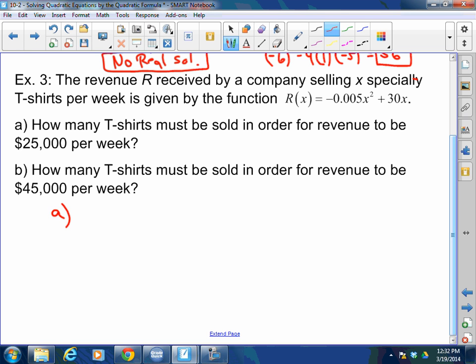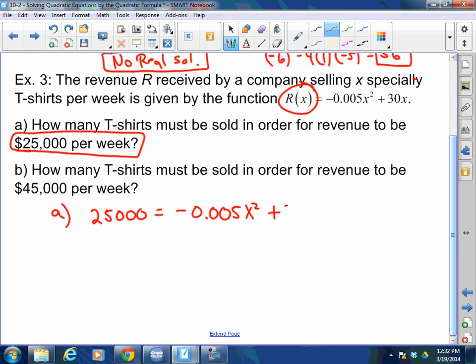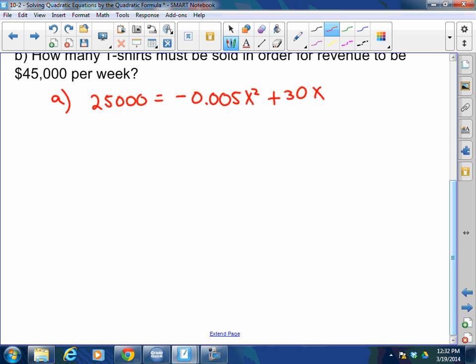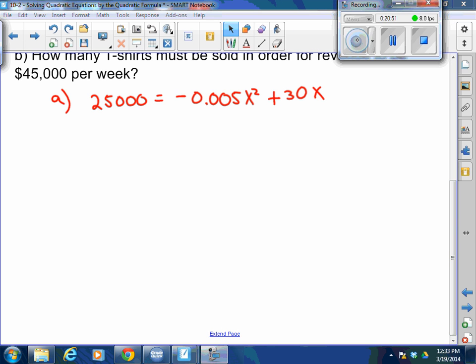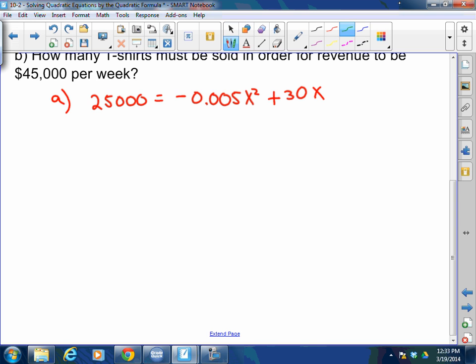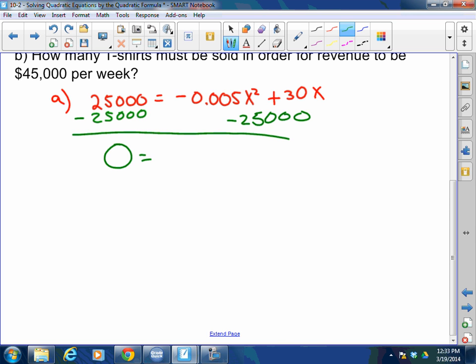So, for A, they want their earnings to be 25,000. That's what R of x is, correct? So plug it in. 25,000 equals negative 0.005 x squared plus 30x. I have to put this into standard form. Subtract 25,000 from both sides. So now I set my y equal to 0, and I have negative 0.005 x squared plus 30x minus 25,000. I know it's ugly, but who cares?